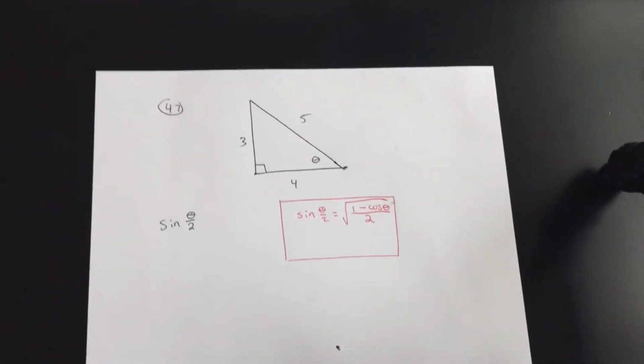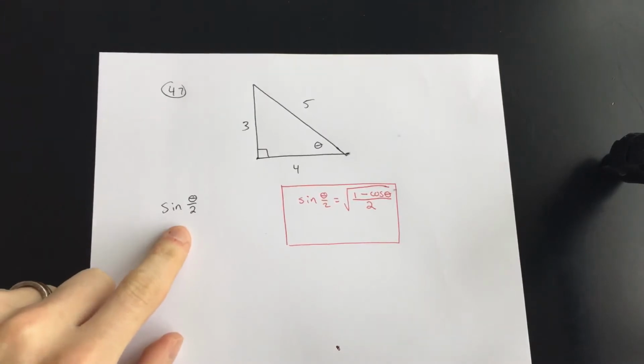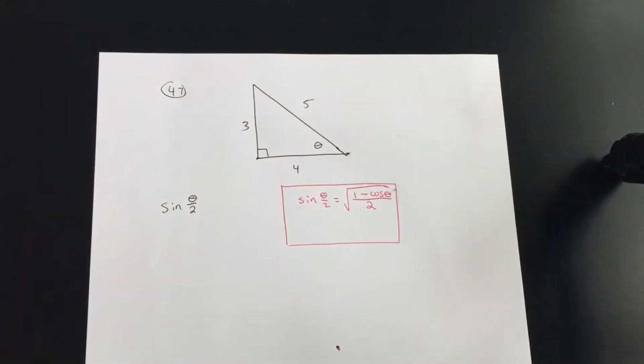All right, so half angle formula. Oop, almost lost the camera there. So in this problem 47, we're looking to find the half angle formula using sine. So we have sine theta over 2, and they gave us this triangle. So we can kind of use our side lengths of 3, 4, and 5 to help us out.